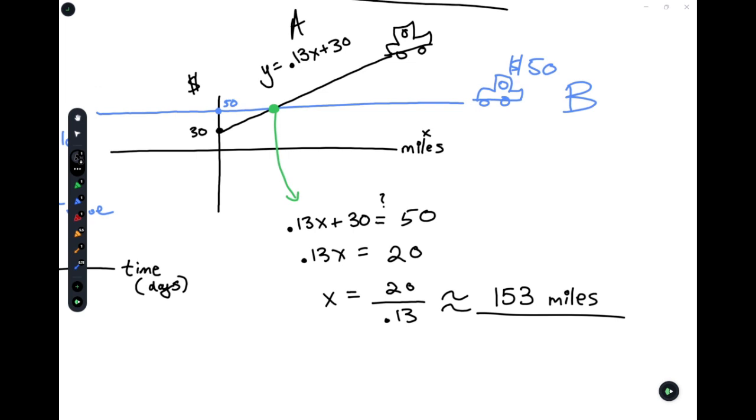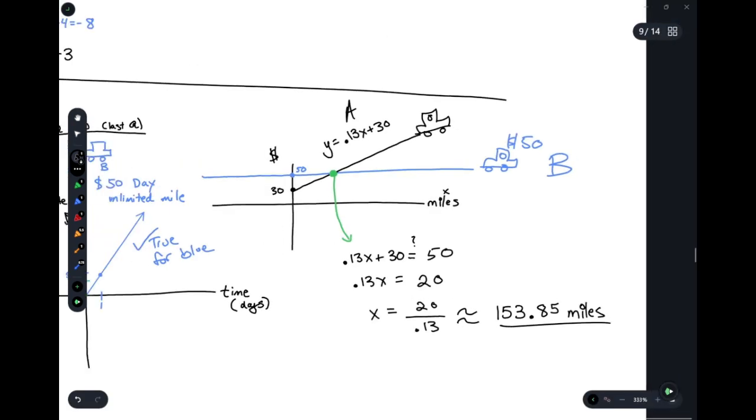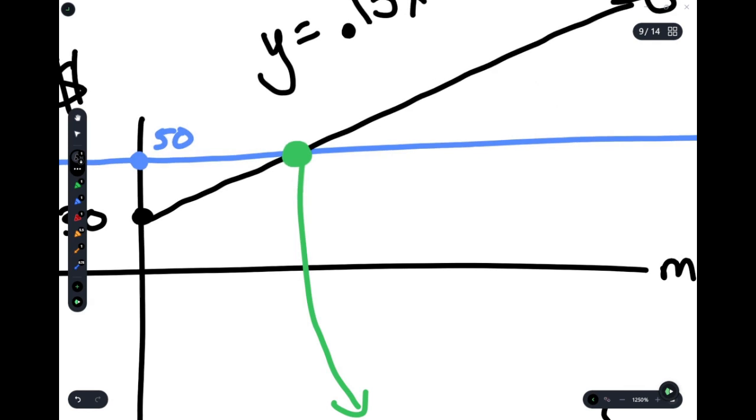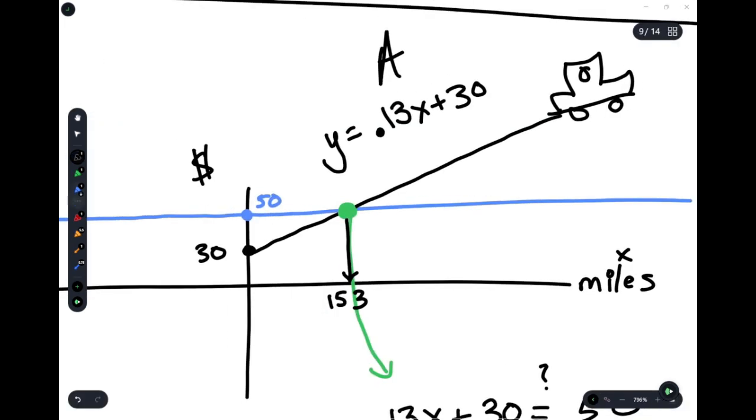No. It's exactly 153? No. Oh, then don't say 153. Say 153.84. Okay, that's fine. So at 153 miles, something happens. Which one becomes more expensive at 153? Before that, blue is more expensive, right? After that, blue is cheaper.